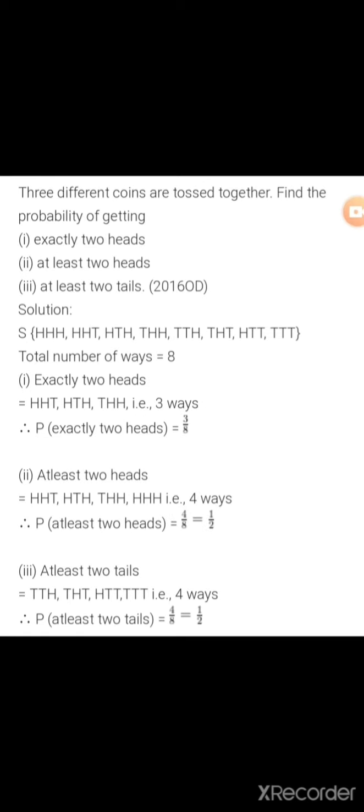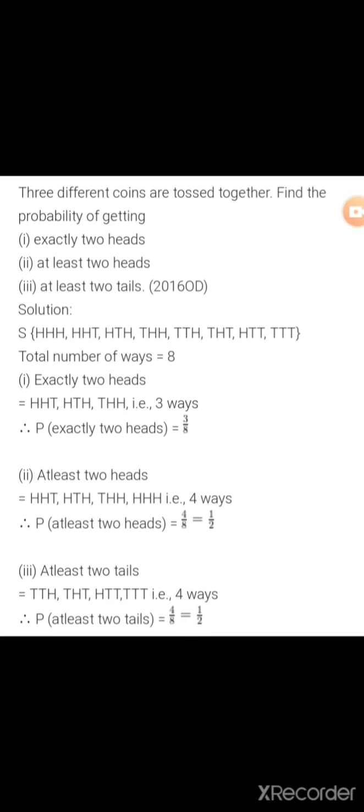Next question, a similar type of question. 3 different coins are tossed together. Find the probability of getting exactly 2 heads, at least 2 heads, at least 2 tails. So here the total outcomes we have discussed in the previous question, that is total outcomes 8.